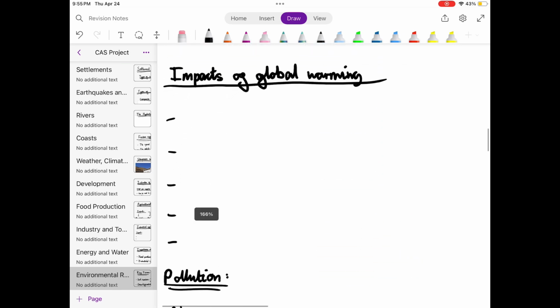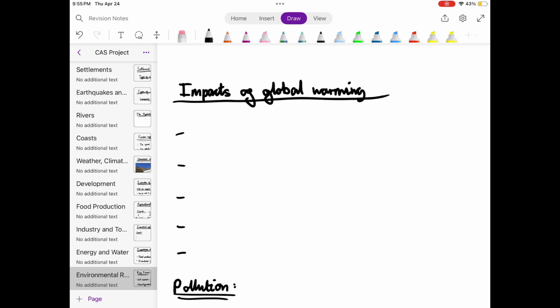So now we're going to be moving to the impacts of global warming. And one impact is the increase in heat strokes and respiratory diseases. This is because increased temperatures by global warming can cause the body to heat up and therefore make the individual more prone to health effects and diseases such as heat strokes, and they may overheat.